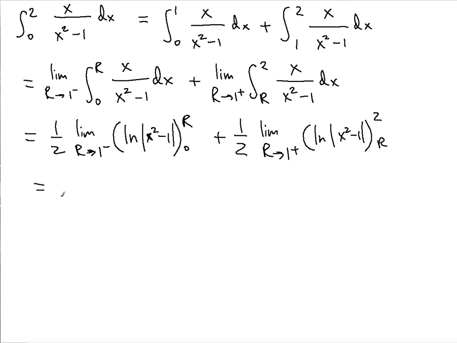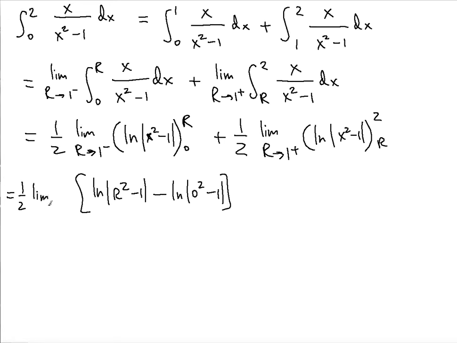Right, so then we would have what? If one of these is divergent, then the original one diverges as well. So we will have 1/2, let's see, so that's going to be ln of |r squared minus 1| minus ln of |0 squared minus 1|. Let's see what happens here. I forgot to write the limit, didn't I? Okay, so let me write the limit here. So that would be 1/2 limit as r approaches 1 from the left.